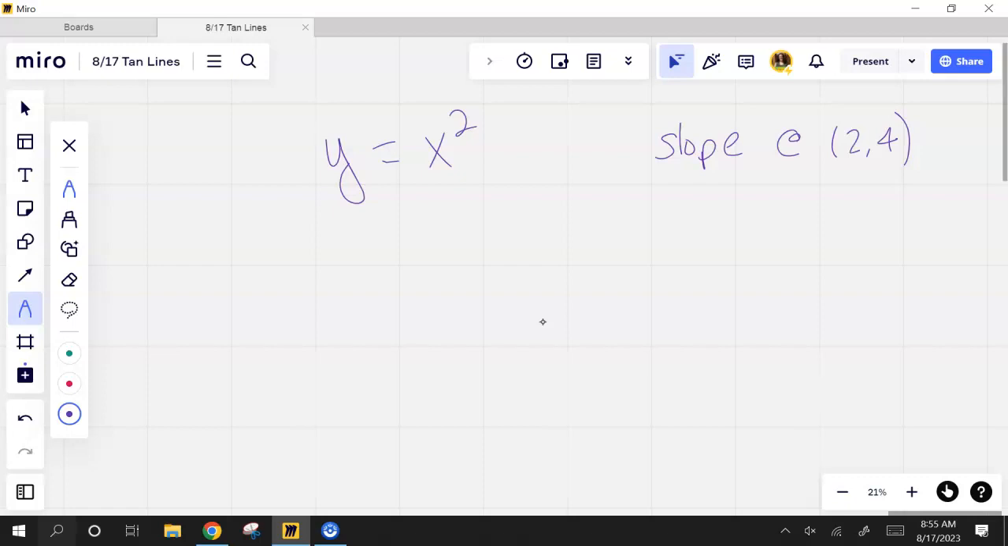Let's think about this graph. Here's this parabola, right? This is the point 2, 4. So what I'm asking is, for the line that touches just this point, what's the slope? Yeah, at 2, 4. A tan line. So we're not going to just guess.